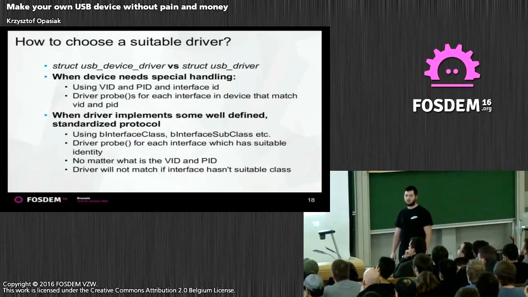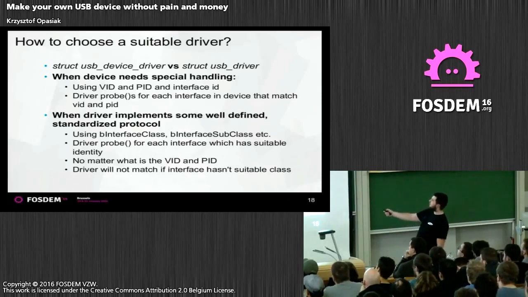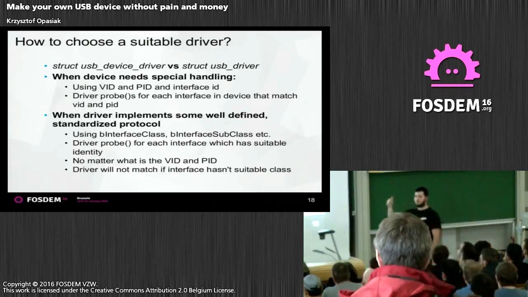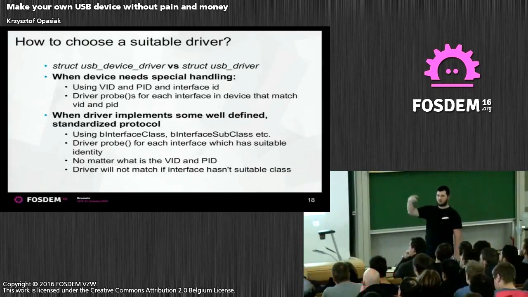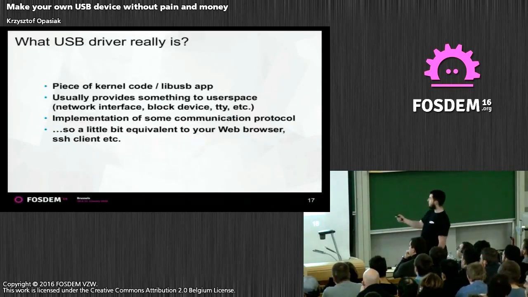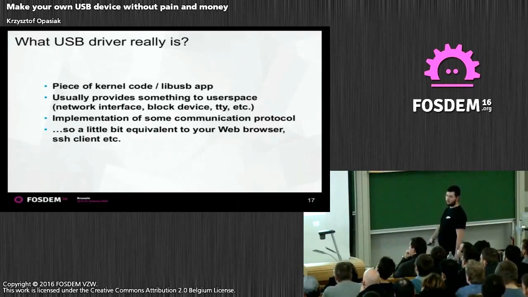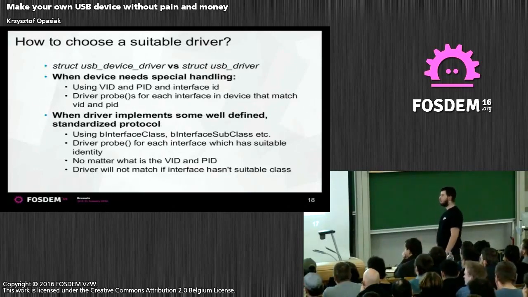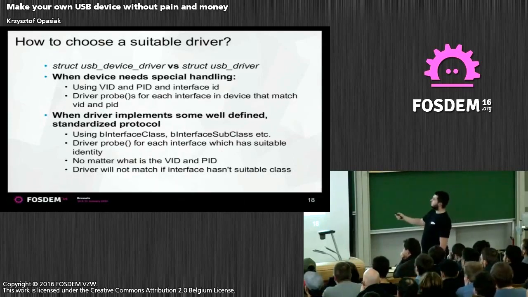Okay, how to choose the suitable driver for your device? Like I said, the USB device driver simply does nothing. There are only two of them in the kernel. One is used by the USB over IP project to pass the device to another computer via the network. And the second one is the generic driver, which is probably used by all of your USB devices. But struct usb_driver is a driver for the interface. So it's a driver which provides something to user space and implements the communication protocol.